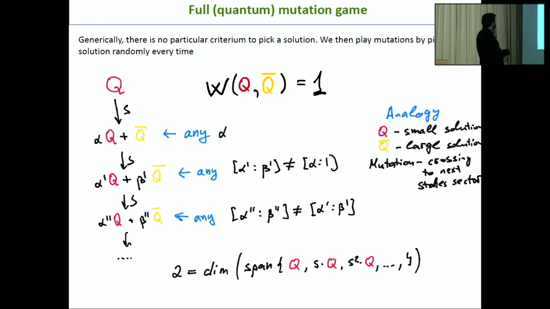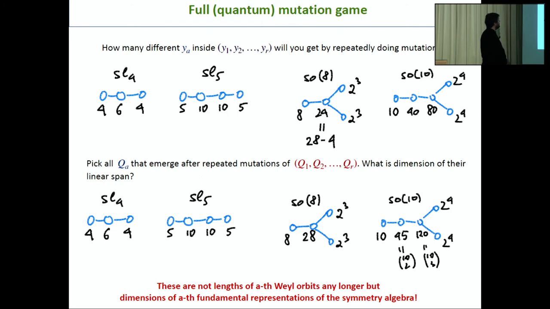Right, so because these numbers are arbitrary, you can go on and on, and of course, you will go forever. Asking how many answers you will get is meaningless, it's infinite. But you still notice that it will always be a linear combination of two functions, only two. So you can ask what is the linear span: you have some seed, red Q, and then you do mutation for eternity. This gives some functions. How many linearly independent functions are there? The answer will be two. So we replace the number of elements on the orbit by the dimension of the linear span, which in this case is two. And so we play the game.